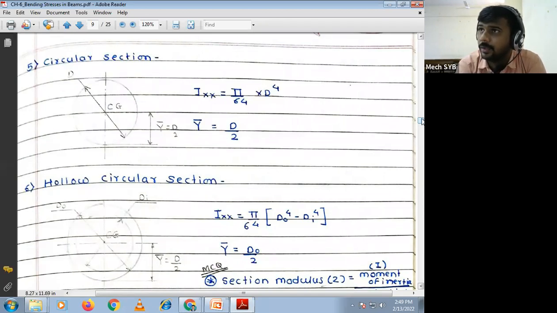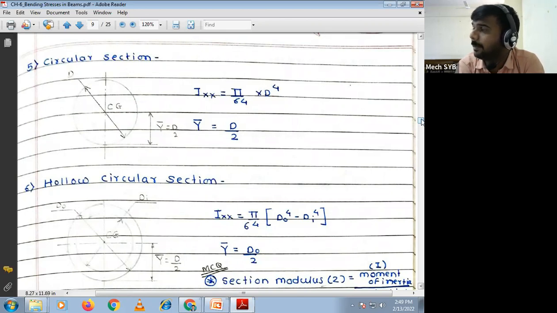Hollow circular cross section. External diameter is represented by DO. External means DO means outside and DI means inside. And what is its formula? Pi by 64 DO raised to 4 minus DI raised to 4.